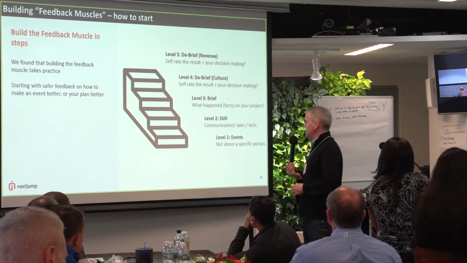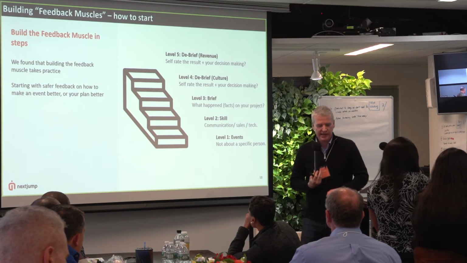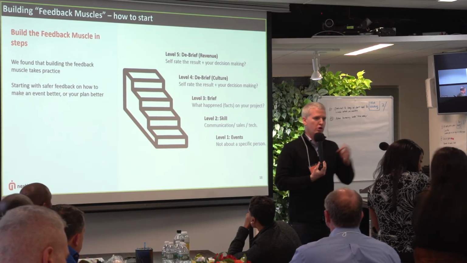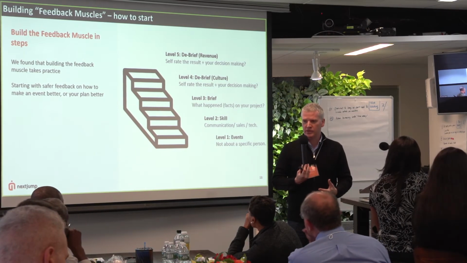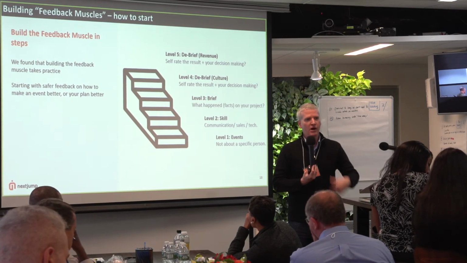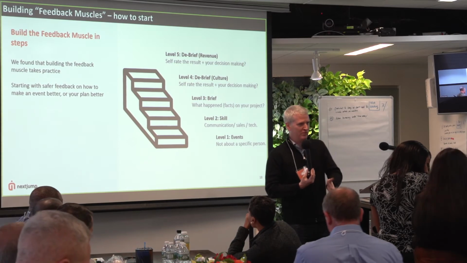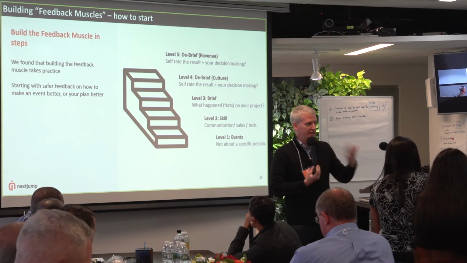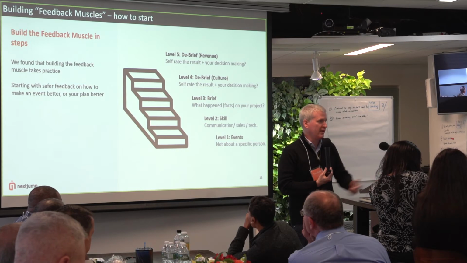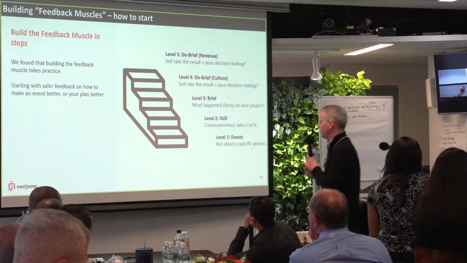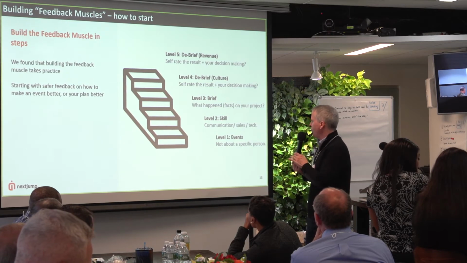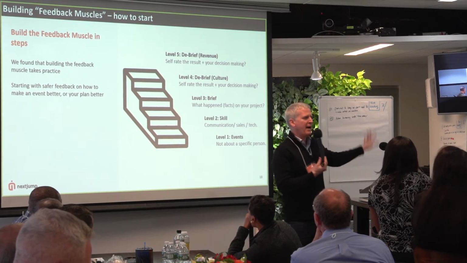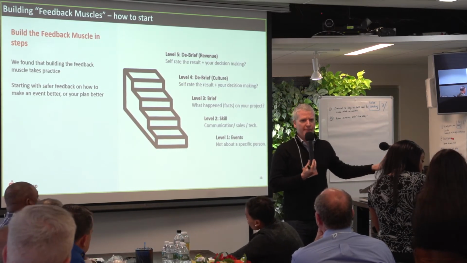Level two is skill. So things like sales presentations or code reviews, or whatever's already happening in the organization, but having people give feedback on people's skill. So once again, it's less personal, less offensive, but you're just giving an evaluation of how you think they're performing from a skill point of view. Level three is a brief, which is a backward-looking review of what happened.